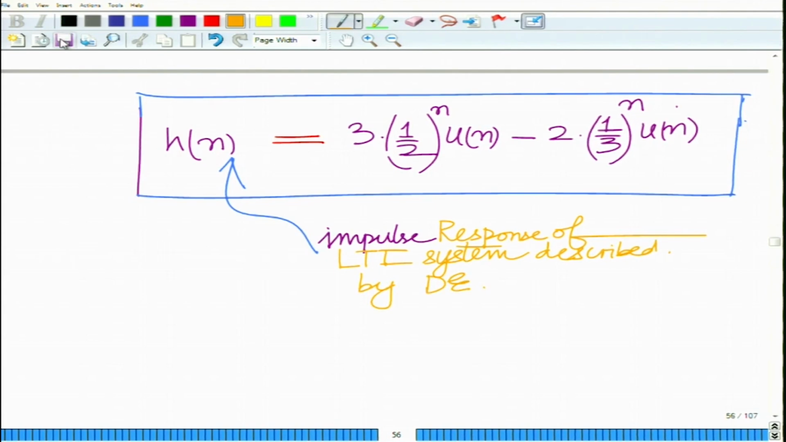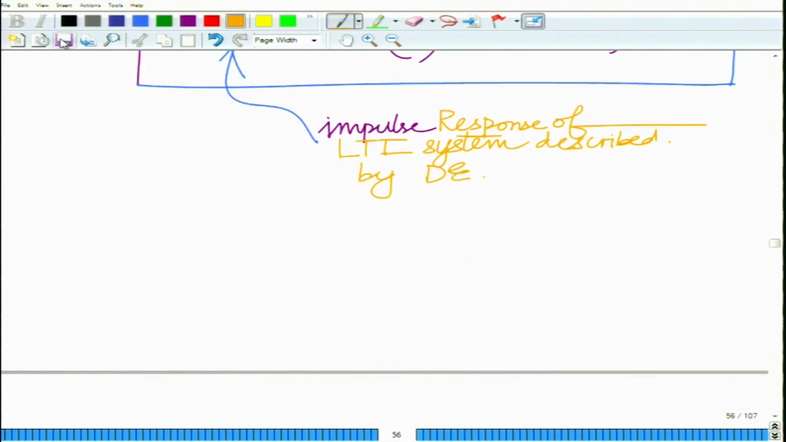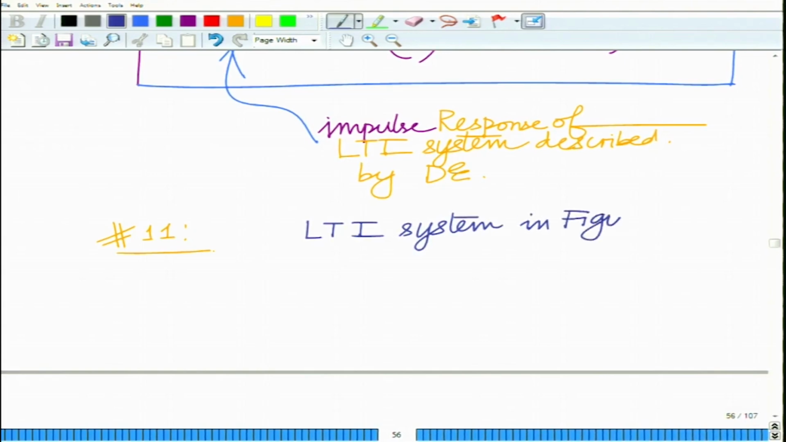Described by the given difference equation. All right. So, now let us proceed to problem number 11, which is the following. We consider the LTI system given below, and we have to find what is the frequency response.